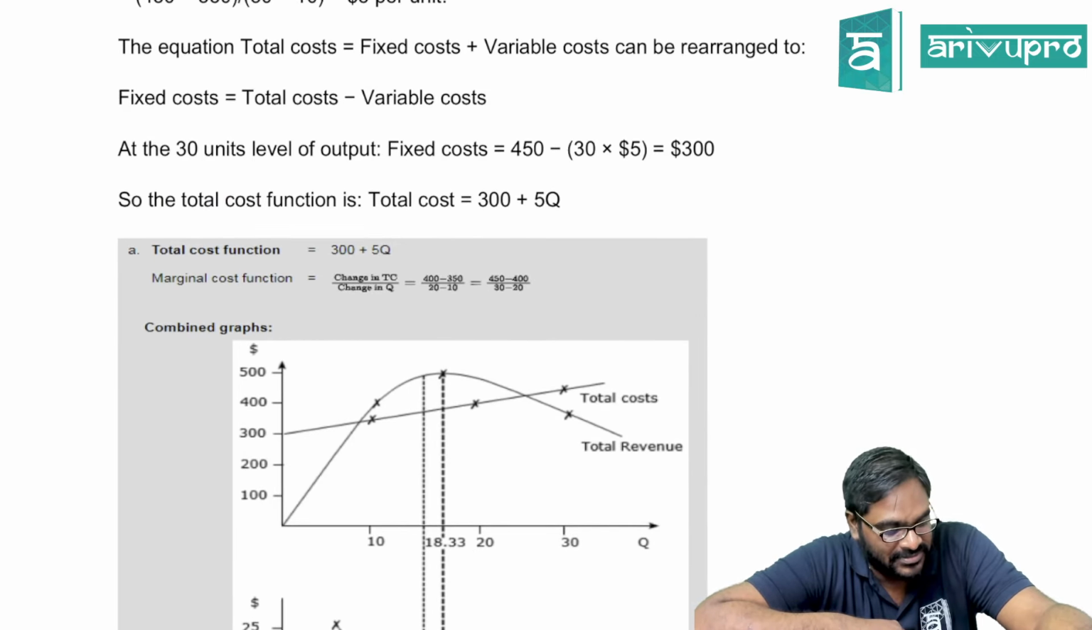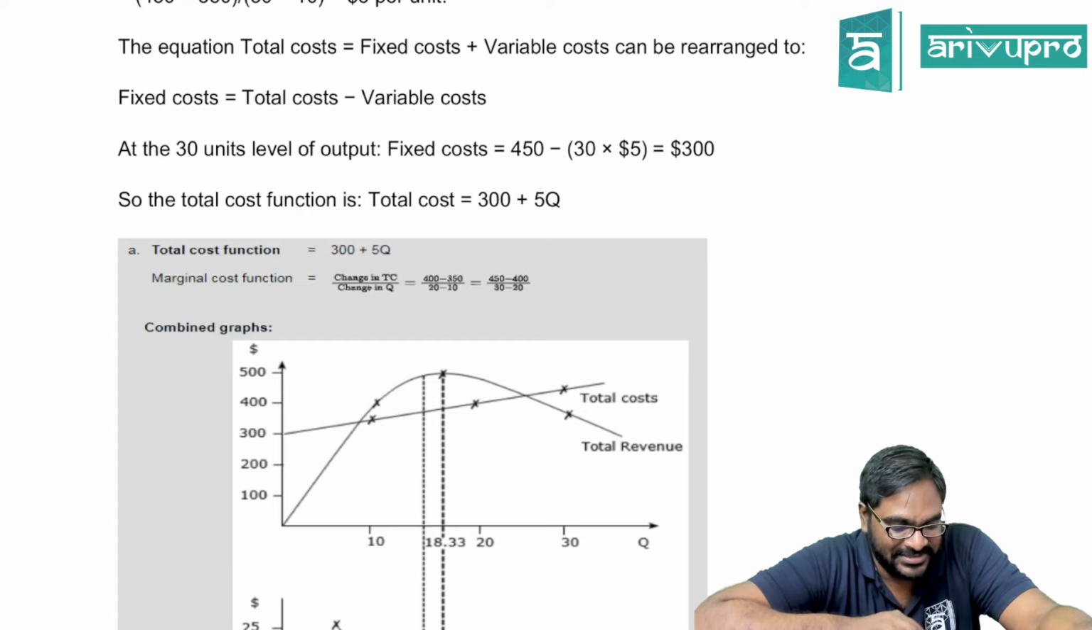Right. The cost is linear. Total cost would be linear. Variable cost will be, sorry, marginal cost will be constant. Are we good?